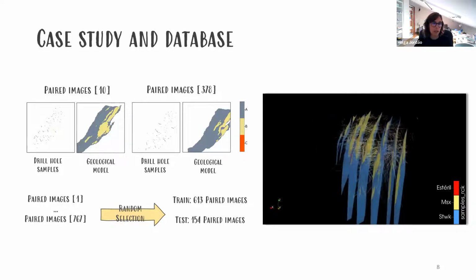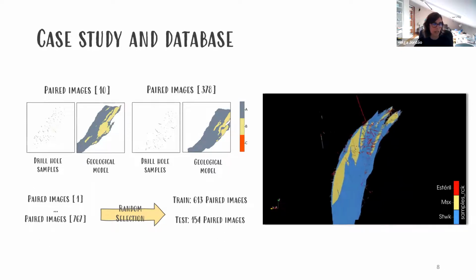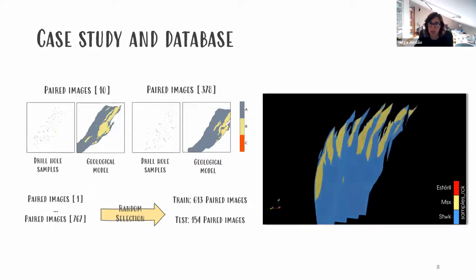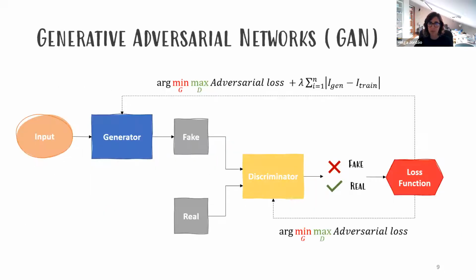So the total database was randomly divided into the train and test data set, the train to train the neural network and the test to evaluate the results. So the deep learning model implementing this work is called Generative Adversarial Network. It was first presented by Ian Goodfellow in 2014, and it has been applied in many fields. Face generation is the most known.